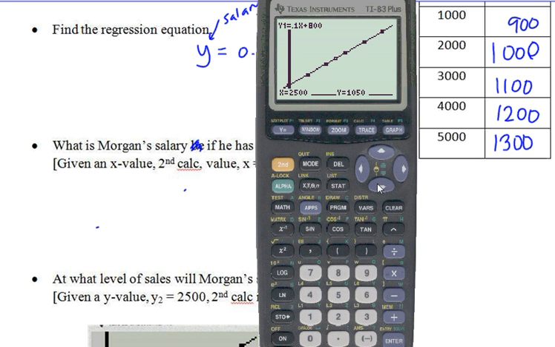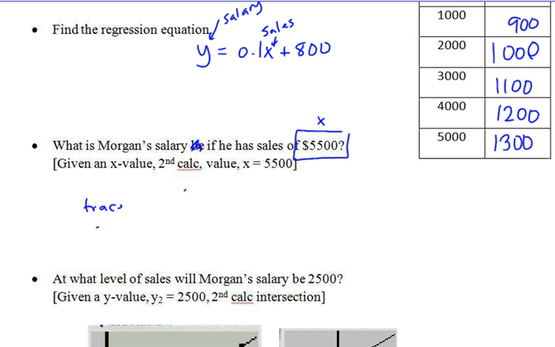Once you get to know your calculator, this is way easier. Now we type in 5,500 and push enter, and it gives you your y value. So we pushed trace. I had to push the down arrow to switch graphs. And then we typed it in, 5,500, enter.